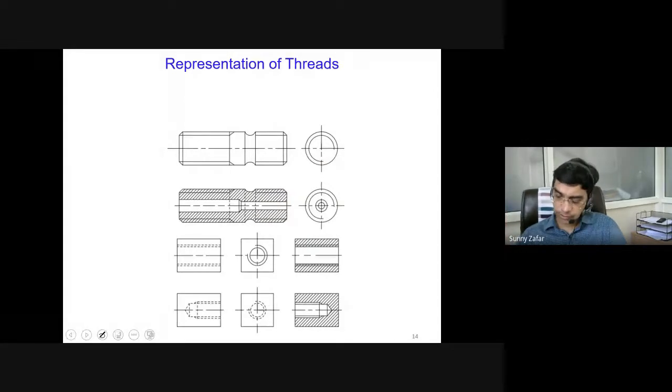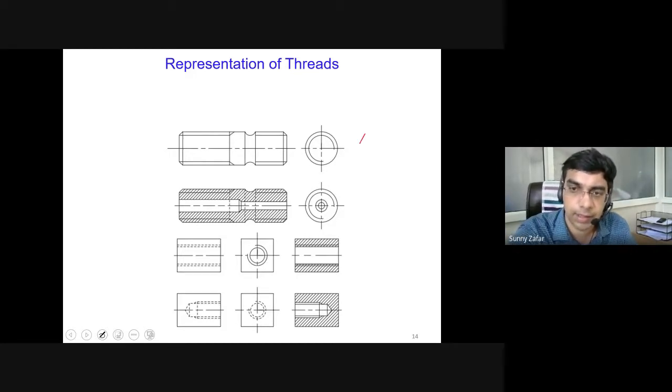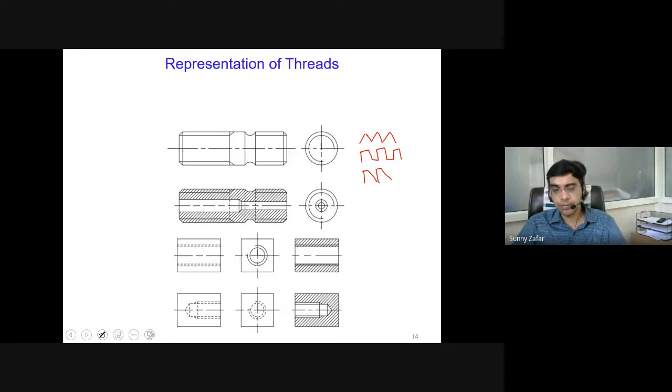Next we come to the drawing part, in which we'll see how we represent these threads in a drawing. Now we have seen that threads can take various shapes: the V thread, then the square thread, and of course the buttress thread. We had discussed this thread. If we try to draw the actual representation of the thread on a drawing, it becomes very cumbersome and quite tedious.